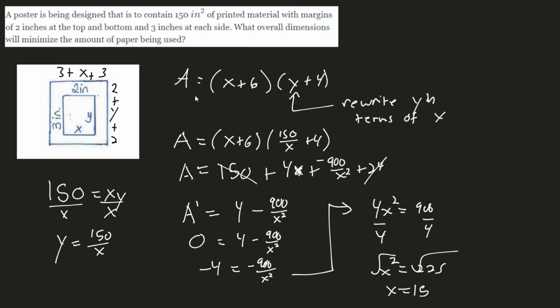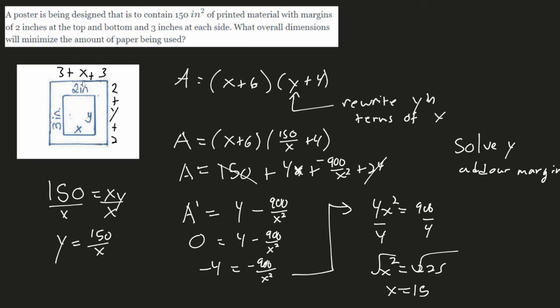So X is 15. It says what are the overall dimensions that will minimize the amount of paper being used? X is 15. So what else do we need to do here? We need to plug it back in, solve for Y, and then add our margins. I'm going to leave it there. Go ahead and finish the last little bit.